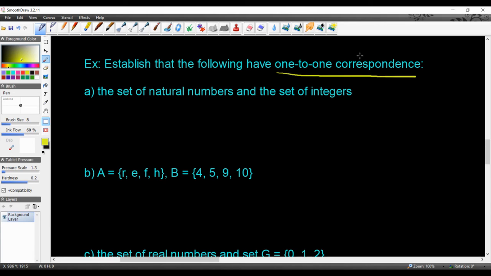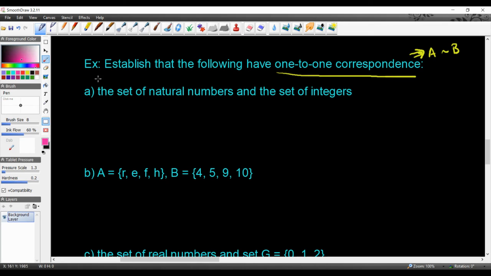And remember that if it does have a one-to-one correspondence, that means that A is equivalent to B, meaning the sets have the same number of elements. Okay, so let's see. We have for letter A, the set of natural numbers and the set of integers.